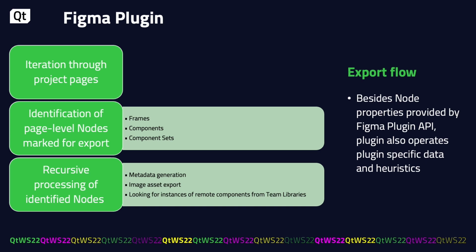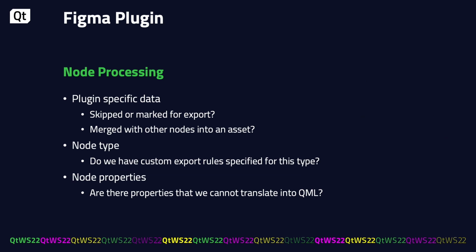We're not blindly exporting all properties. Things do not work one-to-one between different tools, so we have our own export rules, our own heuristics. We know which Figma node types have better compatibility with QML and which do not. And so it leads us to node processing.